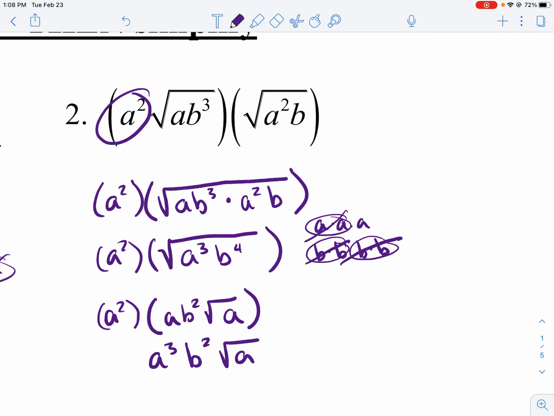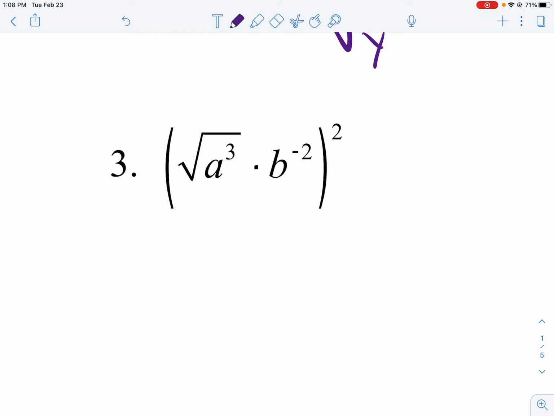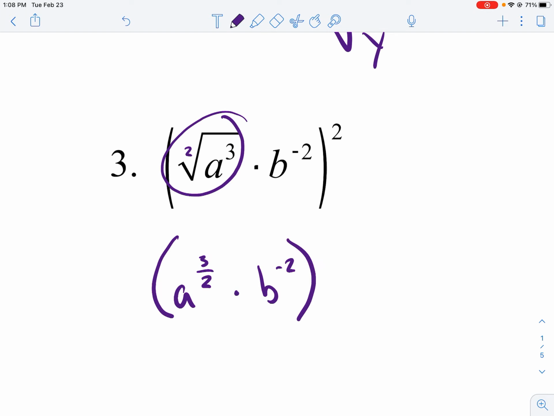Let's take a look at number 3. I'm first going to rewrite this guy right here. This can be rewritten as a to the 3 over 2 power. Remember, we don't see it, but that index there is 2, times b to the negative 2 power, and then all of that squared.